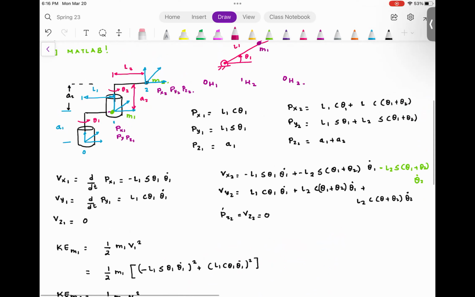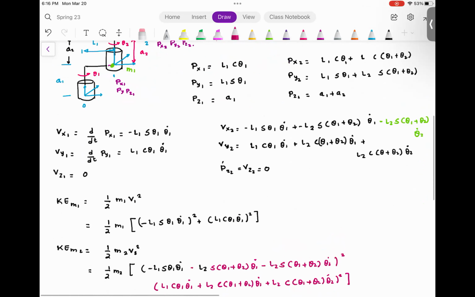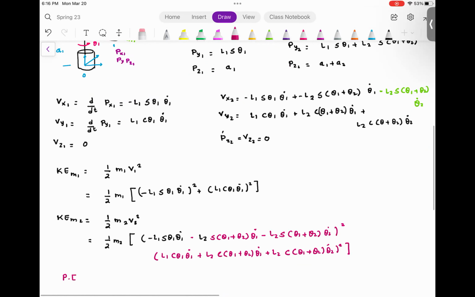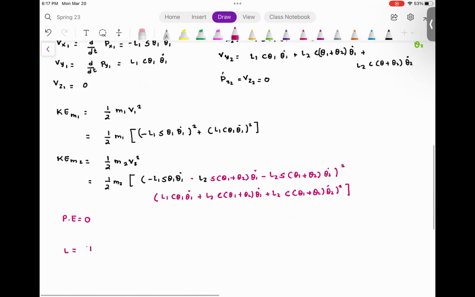Now please understand, since this robot is in the horizontal plane, the potential energy is going to be zero. So Lagrangian is T minus V, which is kinetic energy of M1 plus kinetic energy of M2 minus 0. And from here, you can use the equation in MATLAB.